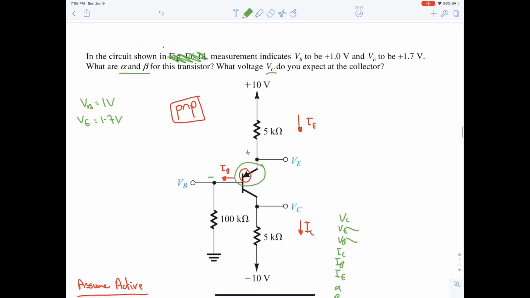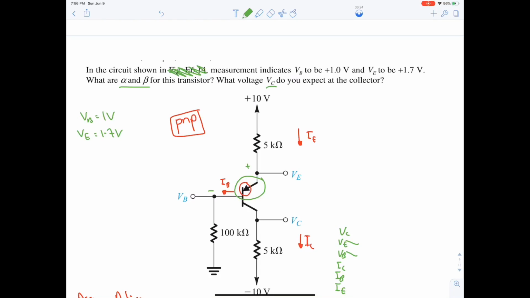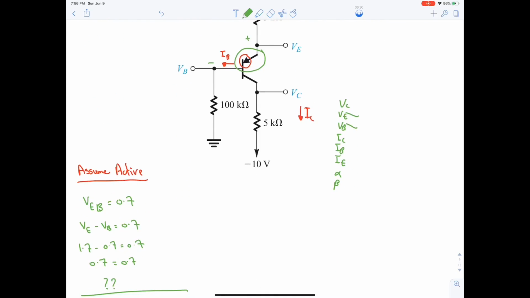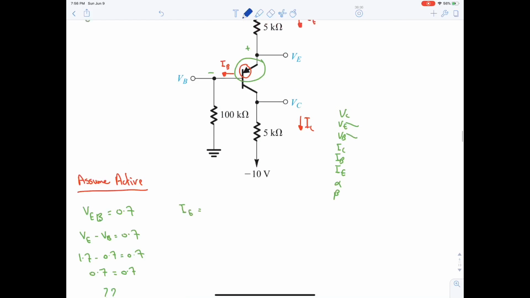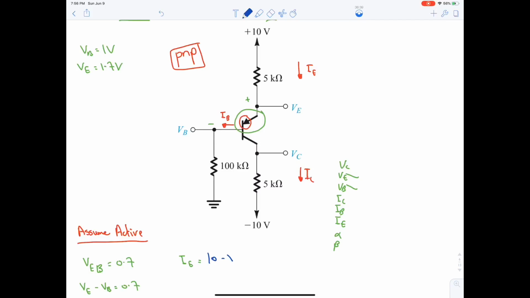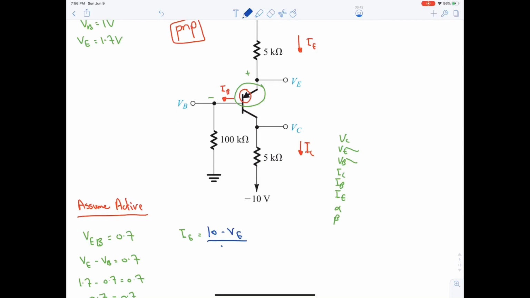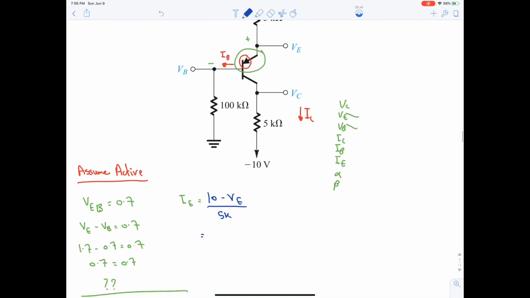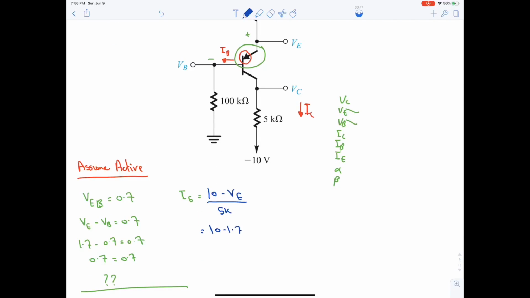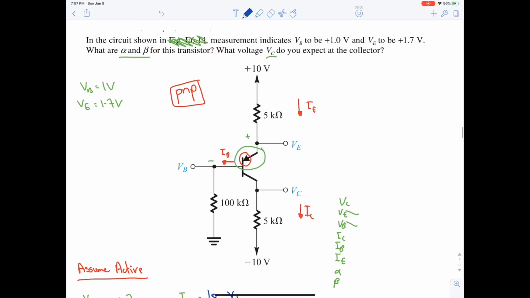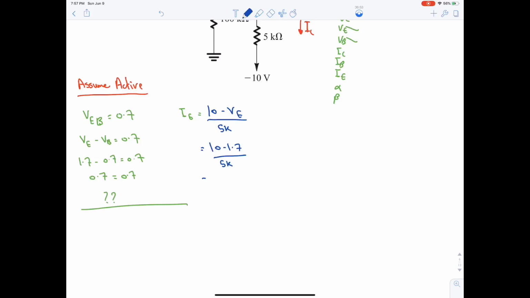Let's move on. Now, as we have the voltages, it's time to find the currents at those terminals. So IE is equal to what? IE is equal to, by Ohm's law, 10 minus VE divided by 5K. So IE is equal to 10 minus 1.7 divided by 5K. VE is 1.7. This will give us 1.66 milliampere.